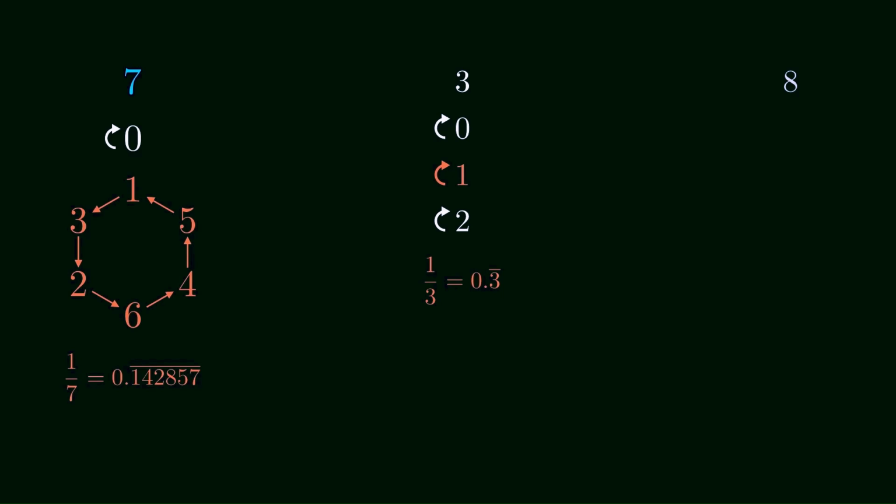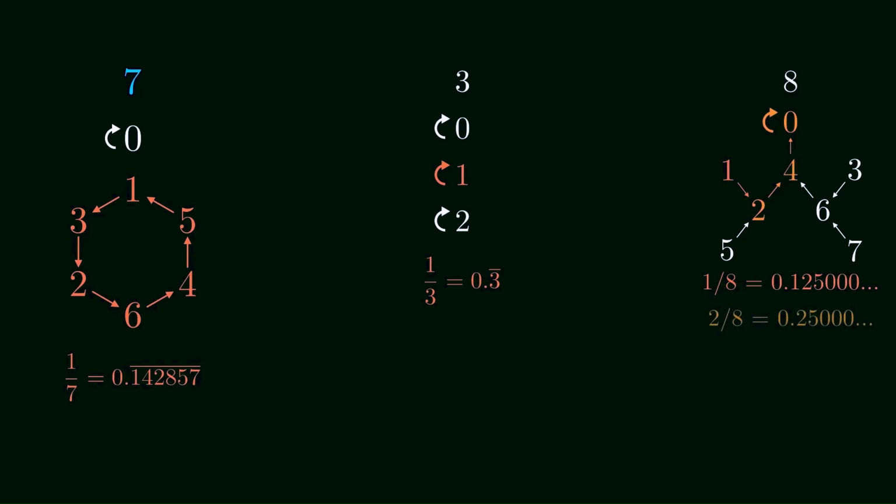If, however, a remainder points back to 0, then the amount of steps required to reach 0 is how many decimal places there will be. For the case of 1 divided by 8, there are 3 steps required to reach 0. Hence, we have 3 decimal places. However, if we were to look at 2 divided by 8, we'd notice only 2 steps are required, which is why there are only 2 decimal places after the point.